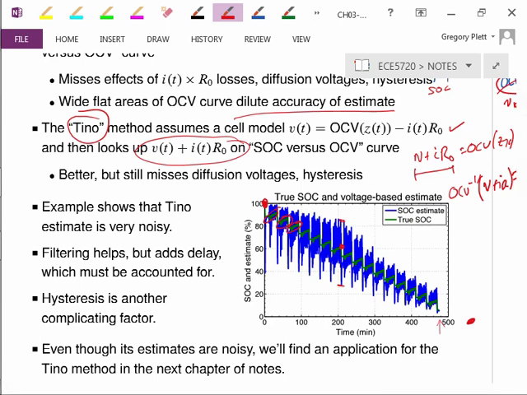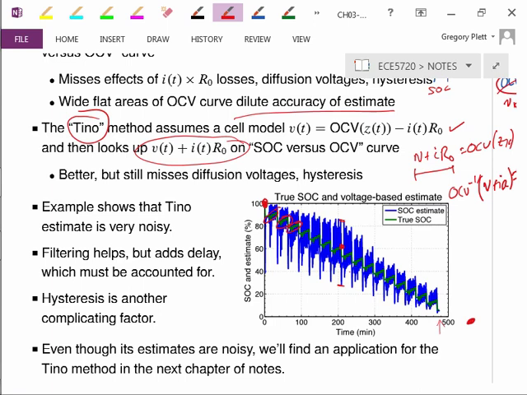If you're a signal processing person, you'd say, well, yeah, it's noisy. That's fine. We just filter it. So we design a low-pass filter. That can help. It adds delay, though. There's group delay that's added whenever I filter a signal that I have to account for. So basically, the filtering will allow me to predict or estimate the SOC in the past, but it doesn't really allow me to estimate the SOC right now with any accuracy.